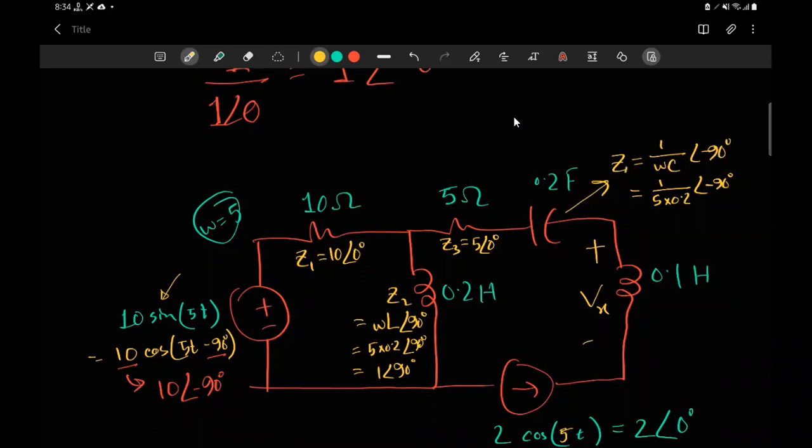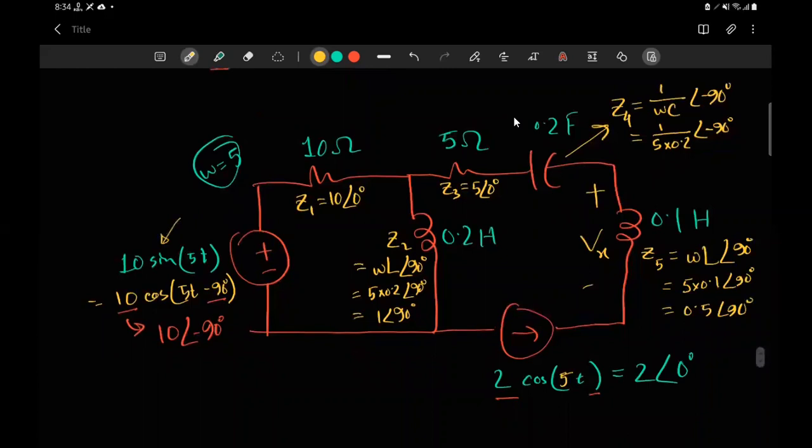So let's call it Z4. And finally, for this Z5, what should be the formula? For inductance, omega L. This is actually the Greek letter omega. Remember, this is not actually W, but whatever, that's not really important as long as you get it right. So 5 times 0.1 angle 90 degrees. So you have 0.5 angle 90 degrees.